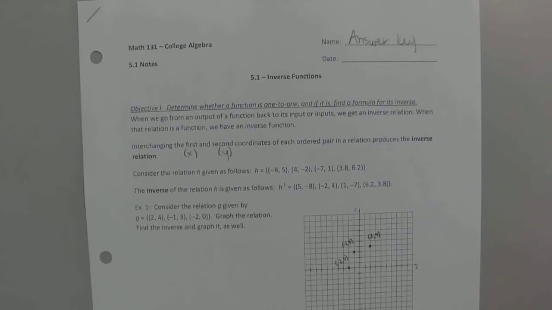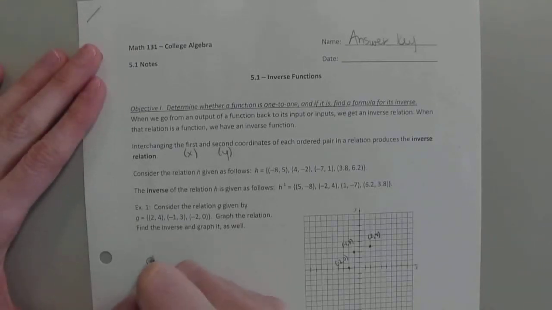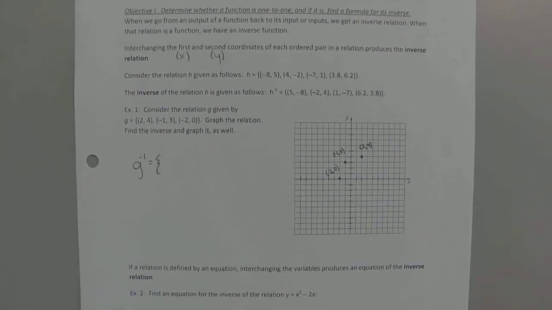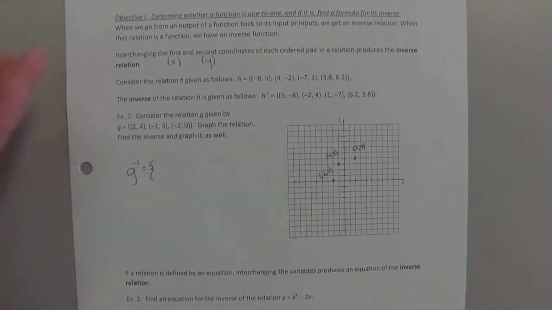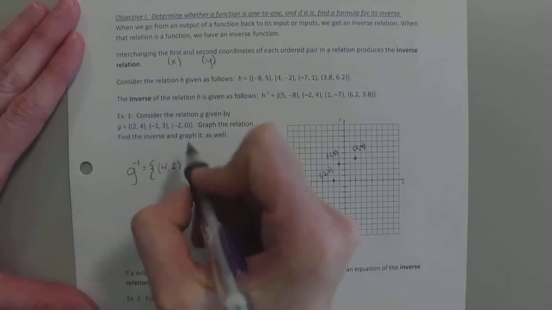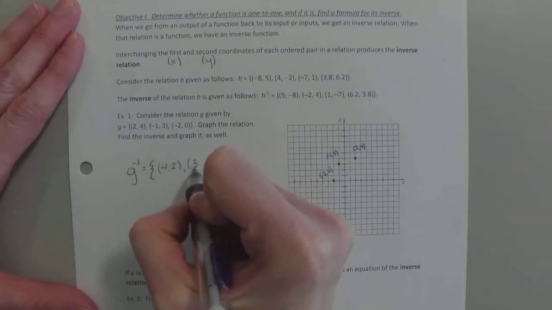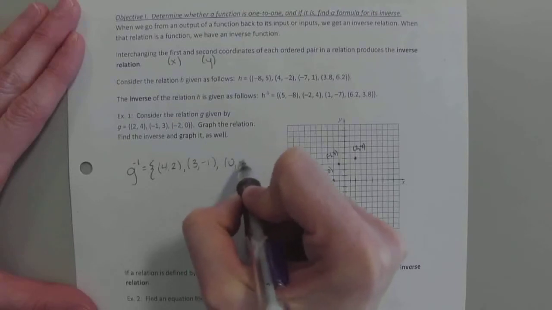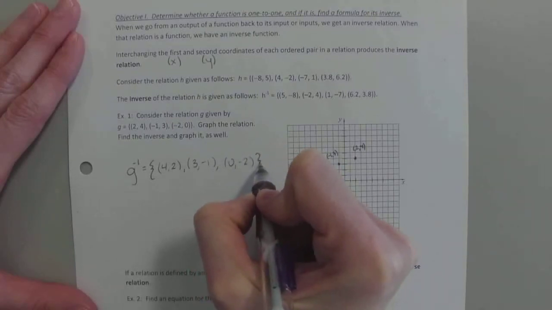And then it says find the inverse and graph it as well. So to denote an inverse, we use the negative 1 superscript, all right? So G's inverse would be G to the negative 1. It's a set of points, so we're going to use squiggly brackets. And all we're going to do is flip-flop your x's and y's, right? So instead of the point (2, 4), we'll have the point (4, 2). Instead of the point (-1, 3), we'll have the point (3, -1). Instead of (-2, 0), we'll have (0, -2).